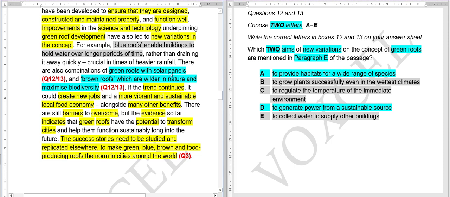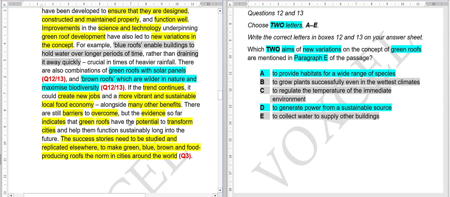So green roof with solar panels and green roof with brown roofs. I hope it is clear. And even if we assume that these must also be combinations with green roofs, they are not supplying to other buildings. They are draining it quickly, and blue roofs are preventing that from happening. They help us to store the water for a longer period of time. But when we drain the water, where does it go, to the street trees, to other buildings? We don't know that in this particular scenario, so we cannot say anything for sure. That's why option E is not our answer.